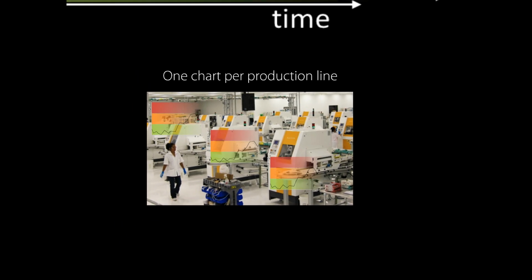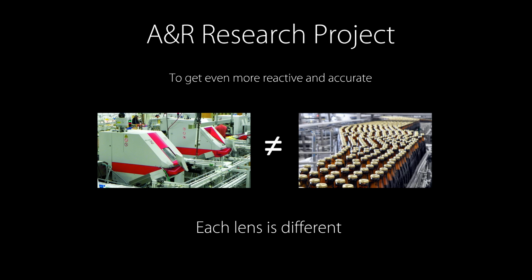Note, however, that common statistical process control techniques are more efficient for a mass production process, but here, each lens is different. Since we wish to provide an even more reactive and accurate drift detection, we have decided to launch a research project on this topic and see what we can do.